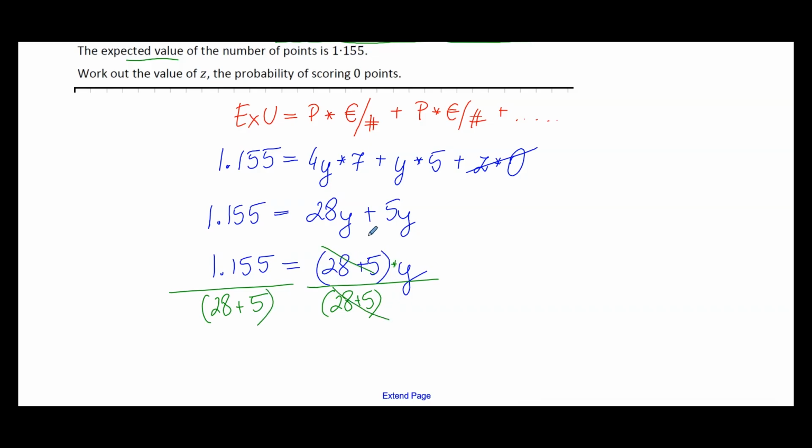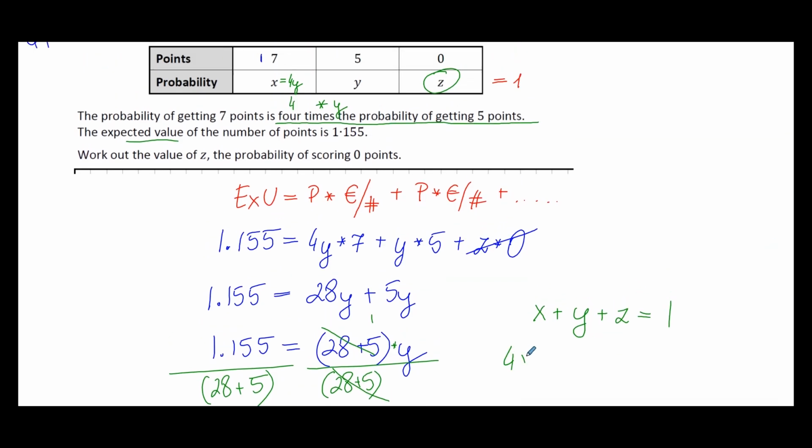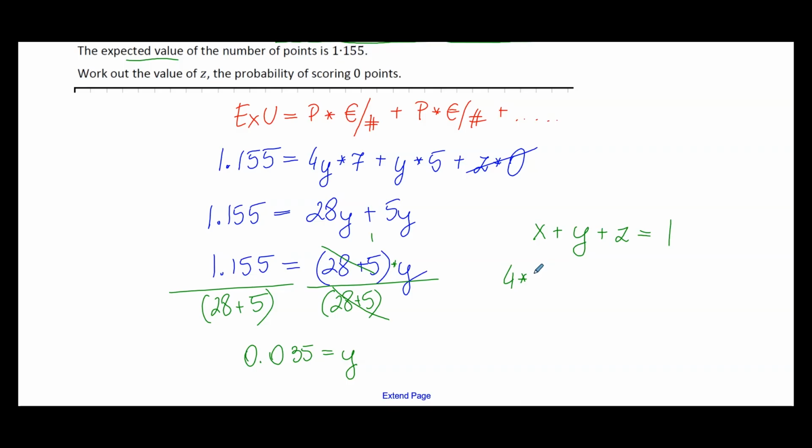So here we have 1 multiplied by y. We put that in the calculator, we press equal, and we get 0.035 as the value of y. What is the value of x? I know that we are not looking for that, but let's not forget that x, y, and z together make up all the probability, and that equals 1. So our x was 4y. So 4 multiplied by y plus y, plus z equals 1.